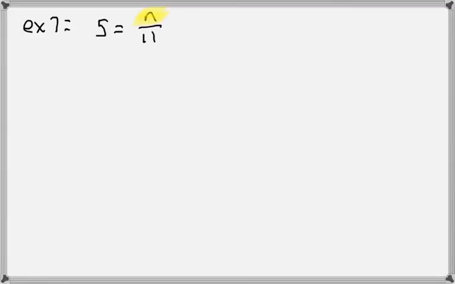Well, you use the opposite operation. So I'm going to multiply both sides by 11. So on the left, that's going to give us a 55. And on the right, we have an 11 in the denominator and an 11 in the numerator. Those divide out to equal 1, leaving us with our n by itself for our final answer of n equals 55.